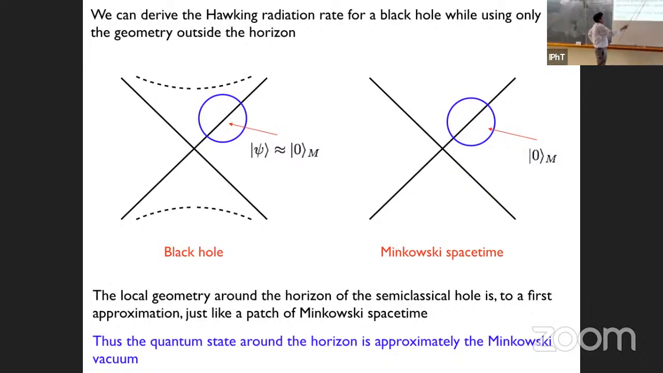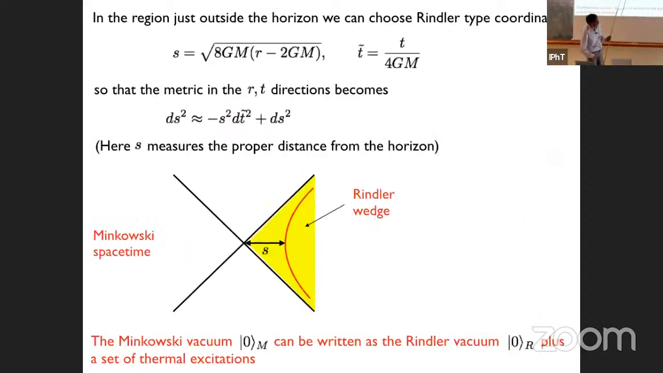It's like the Minkowski vacuum. And so there, you can just take it like Minkowski spacetime, it's locally the Minkowski spacetime, you can think of as locally the Minkowski vacuum. And so if that's Minkowski spacetime, then this is the picture you can use, and then you can break up that local region into Rindler patches.